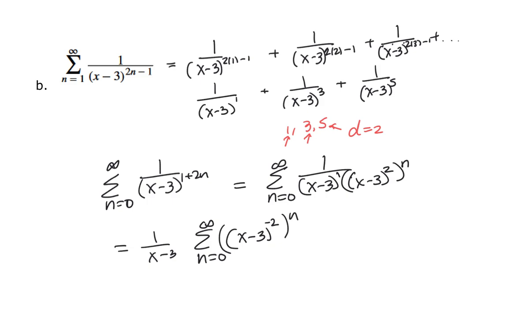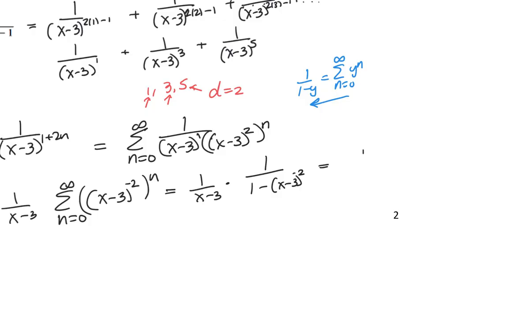I'm going to use that definition of 1 over 1 minus y is equal to the summation of n equals 0 to infinity of y to the n, and I'm going to go backwards with that. So I have 1 over x minus 3 to begin with, and then multiplied by 1 over 1 minus x minus 3 raised to the negative 2.